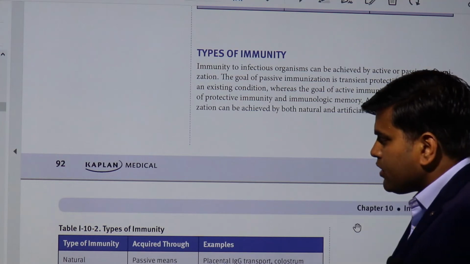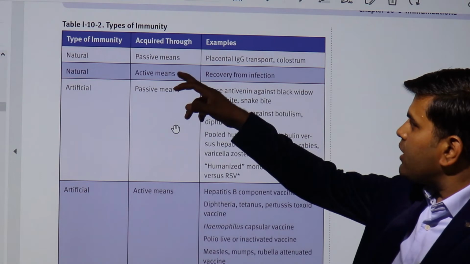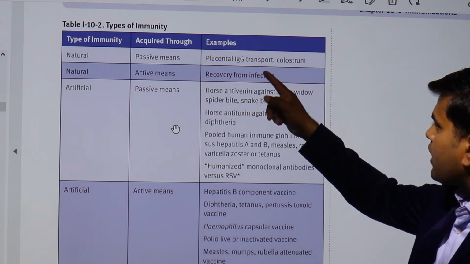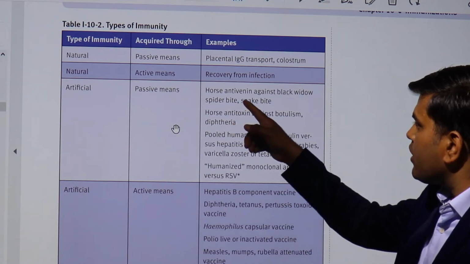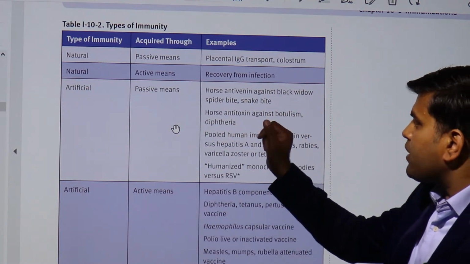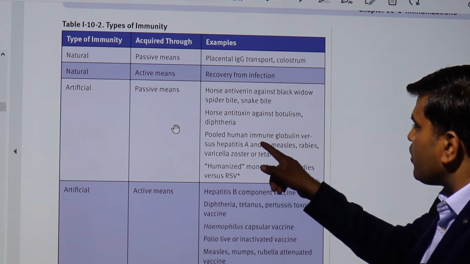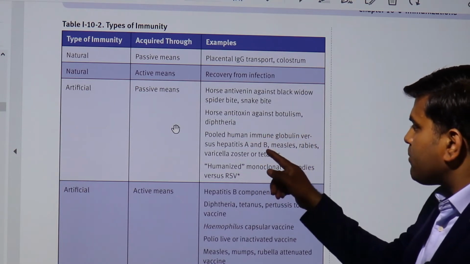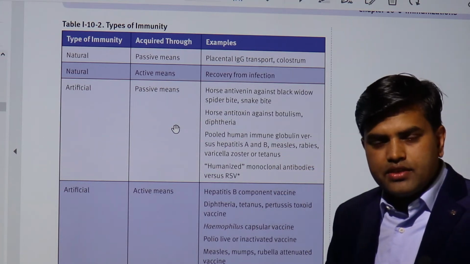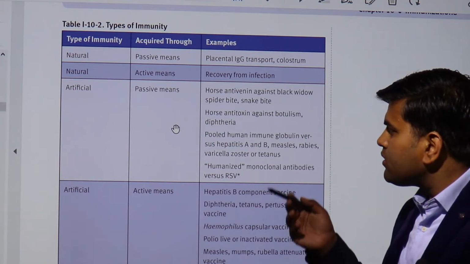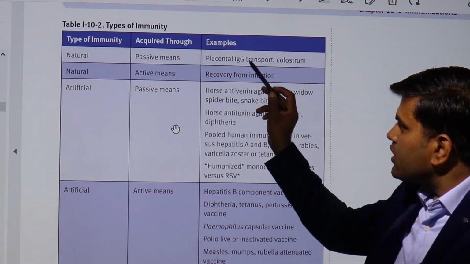Okay, talking about the types of immunity, we have talked about passive natural, that is placental transport of IgG and colostrum. And passive artificial, that is horse antivenom against black widow spider bite and snake bite, horse antitoxin against botulism and diphtheria, pooled human immunoglobulin against hepatitis A and B, measles, rabies, varicella zoster, or humanized monoclonal antibody against respiratory syncytial virus. These are preformed, already available in the market, and you can give them directly to the patient. So these are the passive.